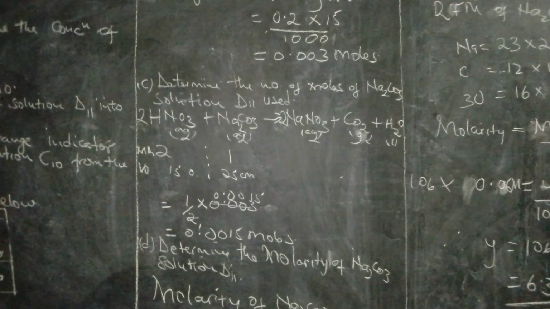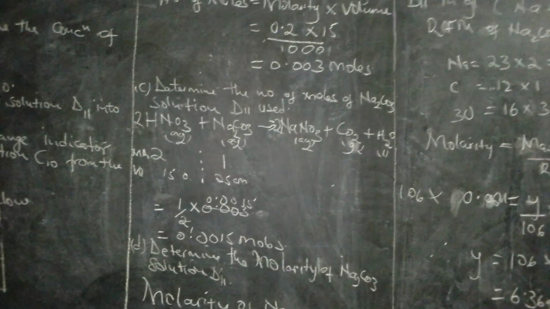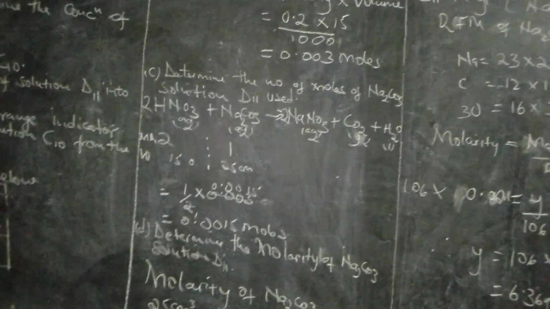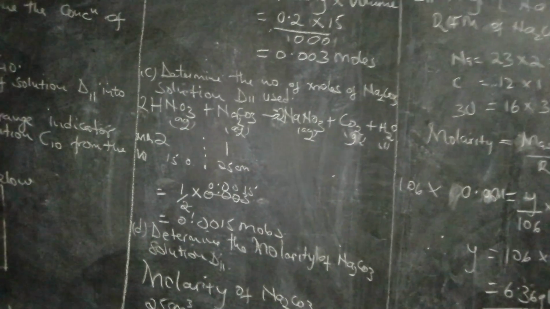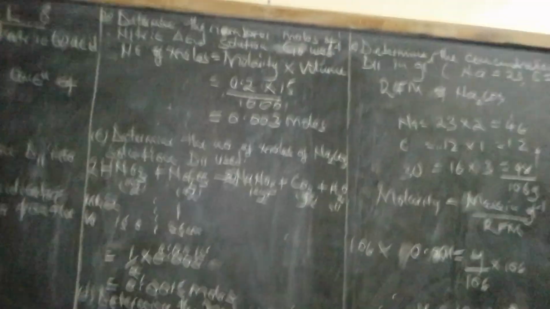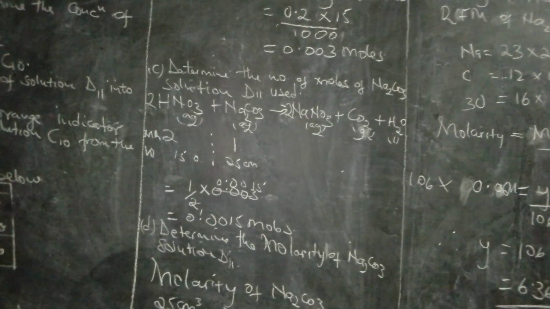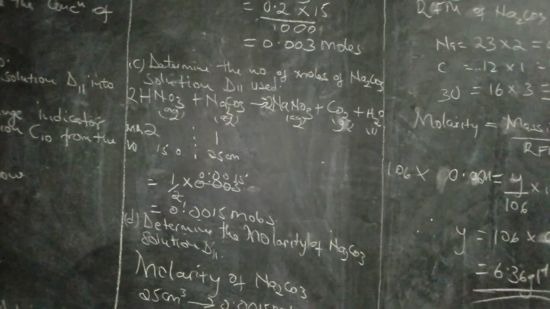The volume used of nitric acid was 15, as we found there. For sodium carbonate, we used a pipette of a standard volume of 25. So we divided by 2 because the mole ratio is 2:1. We were finding out the number of moles of sodium carbonate, as you can see there. We took the number of moles of nitric acid, substituted in the calculation, and then divided by 2. So we found 0.0015 moles.